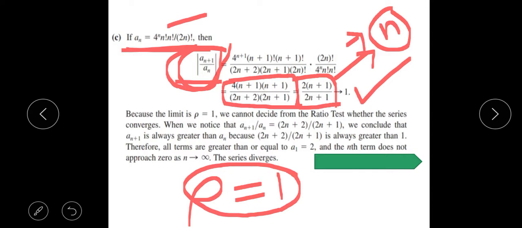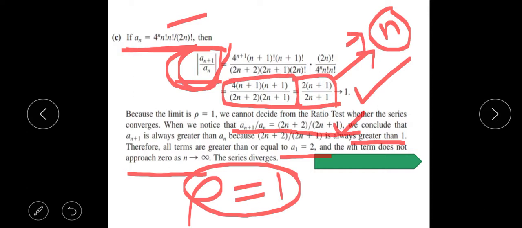But see carefully here that an plus 1 upon an is 2n plus 2 upon 2n plus 1. Here the denominator is 2n plus 1 and the numerator is 2n plus 2, which is greater than the denominator. So this is clear, this ratio is greater than 1. Therefore all the terms are greater than or equal to 2. And the nth term, you can easily check it.